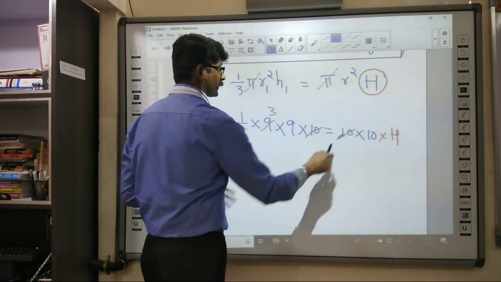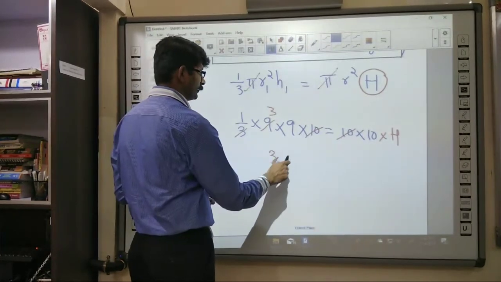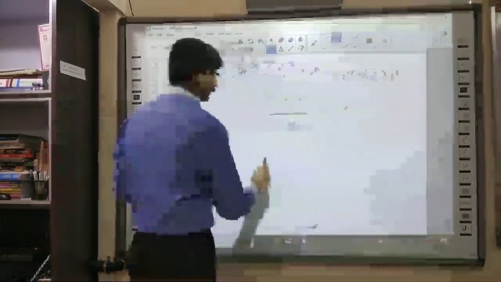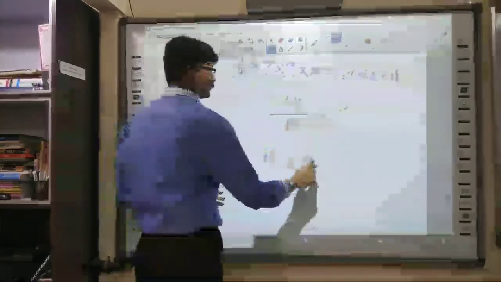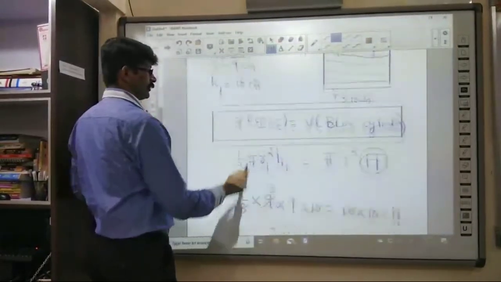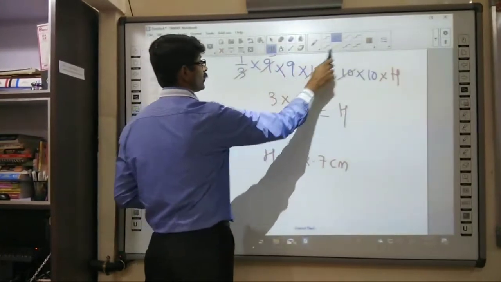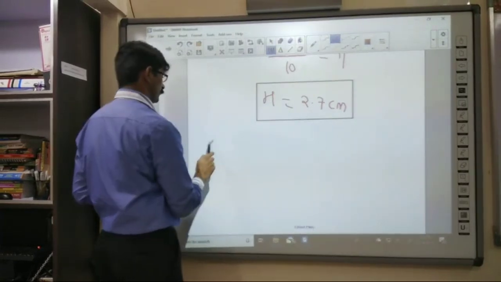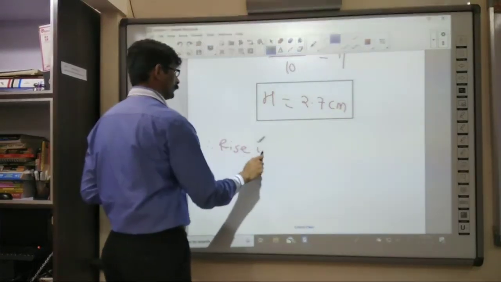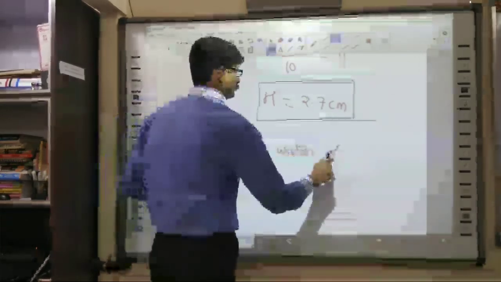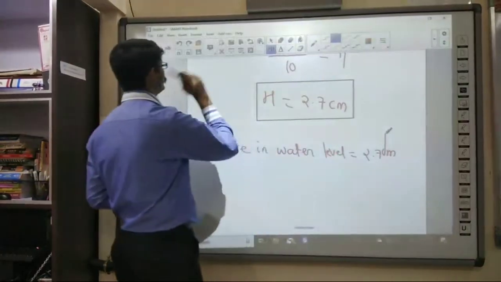So this 10 and 10 I can simply cancel, and then 3 into 9, what is left over, upon 10 is the height. So height is basically 27 upon 10, which is 2.7 centimeter, because all the units given over here are in centimeters. So the height or rise in water level would be 2.7 centimeter. Therefore, rise in water level is equal to 2.7 centimeter. I hope you have understood this.